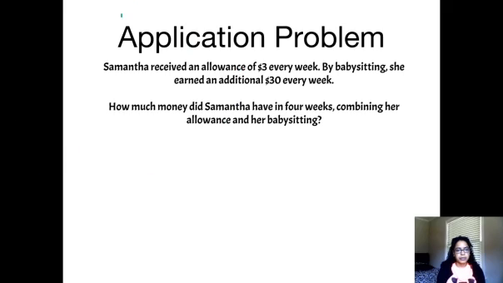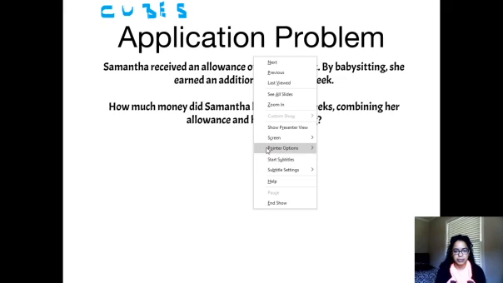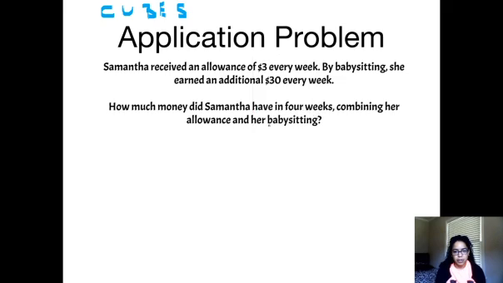First let's start with cubes. C-U-B-E-S. Okay, so right here we could do this one or two ways. We could do this, it said for every week, and she has 4 weeks. I'm trying to jump ahead of myself, let's follow cubes. So cubes, circle all important numbers. All important numbers that are $3 or $30 in the 4 weeks.